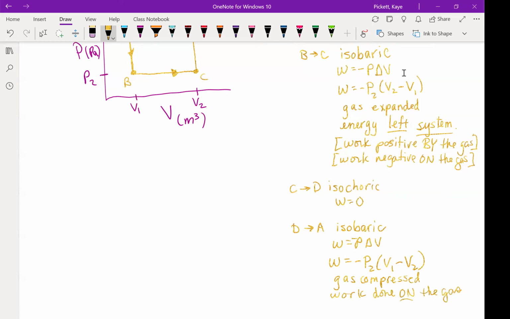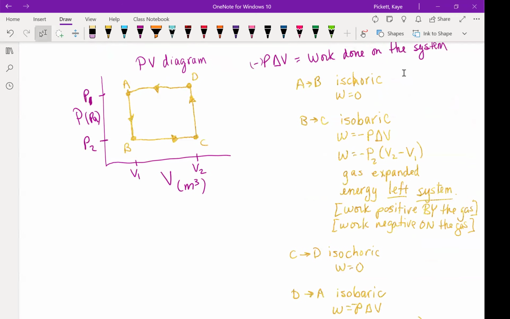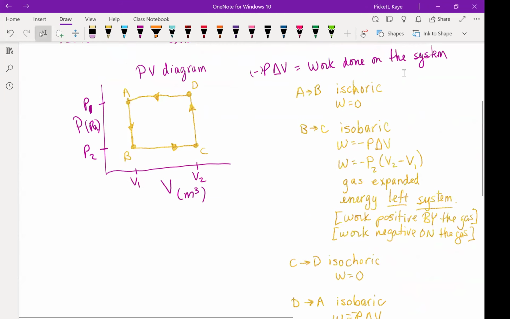Work was done to make that happen, and energy entered the system. If you think about it in terms of mechanics, this is me pushing down on the piston. I put that energy in there. I added to the system. I had an external force, if that helps. So those are each individual situations.